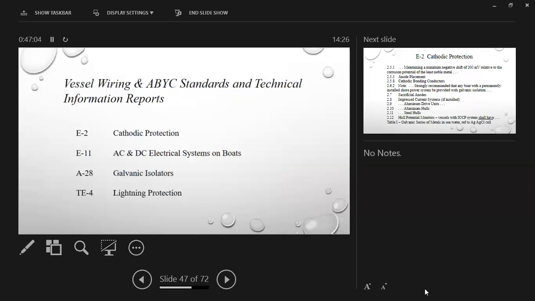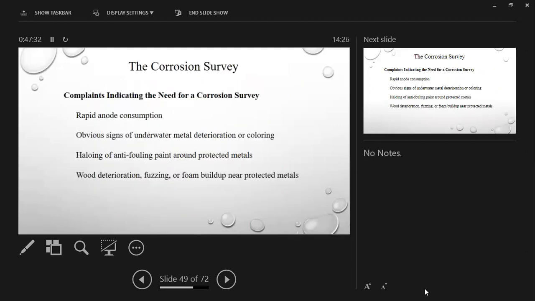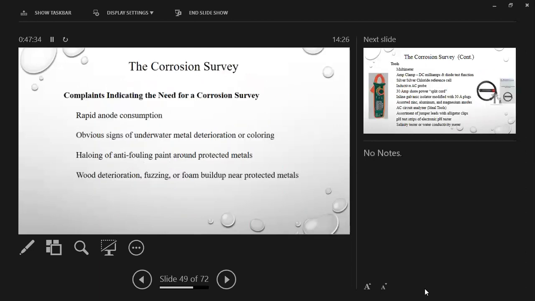Okay, ABYC has 4 standards that deal with this. E2 tells you everything you want to know about cathodic protection. It tells you what you're looking for. You're looking for a 200 millivolt shift. We'll talk a little bit more about that in a minute. Anode placement, bonding, conductors, what to use, what not to use, how to connect them. It talks about aluminum drive units, aluminum hulls, steel hulls. E2 is everything you want to know about cathodic protection.